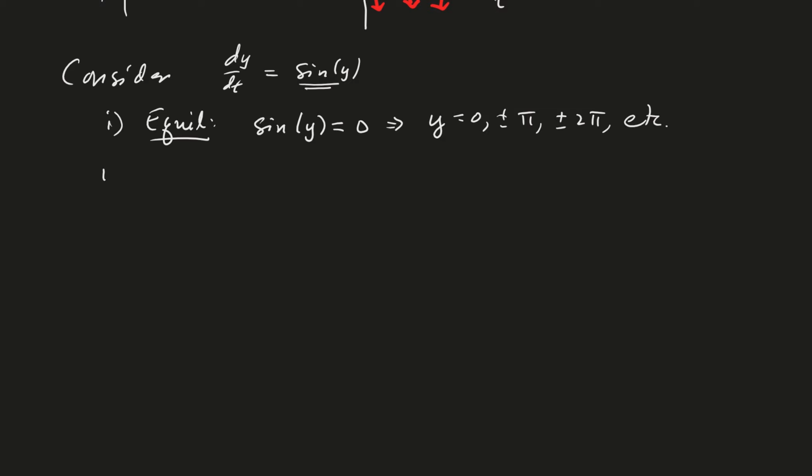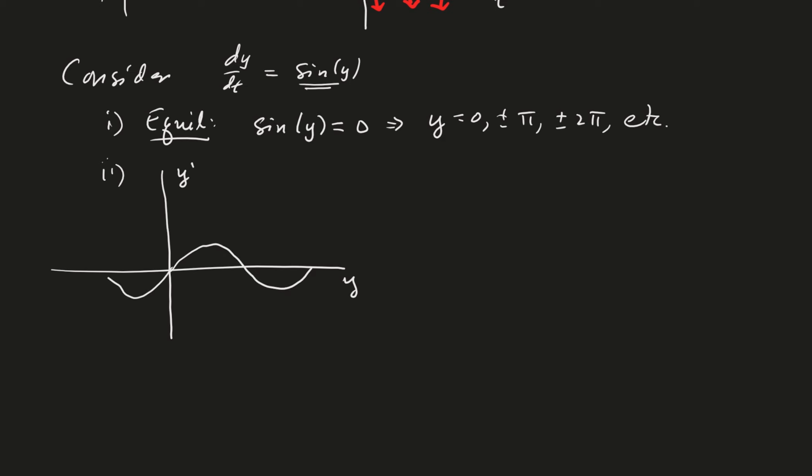Why don't we go ahead and take a look at the plot in the y prime plane. And so if we draw the y prime plane, we just have the sine function. That's minus pi, pi, 2 pi, and then of course it would repeat. Okay, let's transfer that information over to the ty plane.